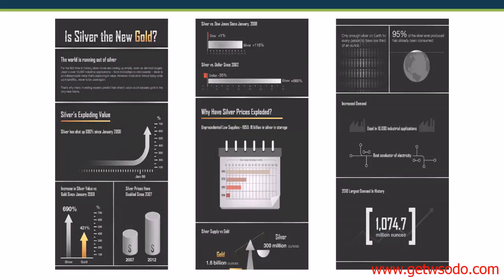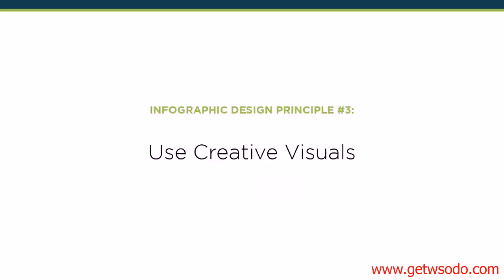This is another infographic that I made for one of my SEO clients. Notice how the infographic only has 3 main colors: silver, black, and gold. This limited color scheme gives the infographic a unique identity, and it also makes the visuals clear and easy to read. Our last principle is to use creative visuals.